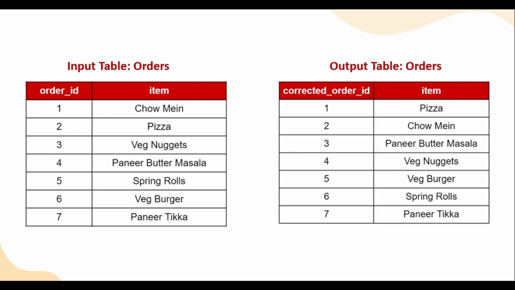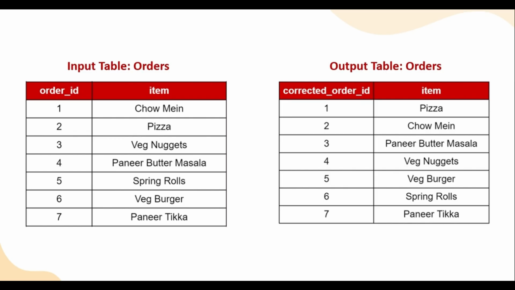Similarly, in the input table, order ID 3 has been matched to veg nuggets and order ID 4 has been paired with paneer butter masala. But in the output table, order ID 3 is now paired with paneer butter masala and order ID 4 is now matched with veg nuggets. Similarly, the items have been swapped for order ID 3 and 4. And for 5 and 6, the same has happened.